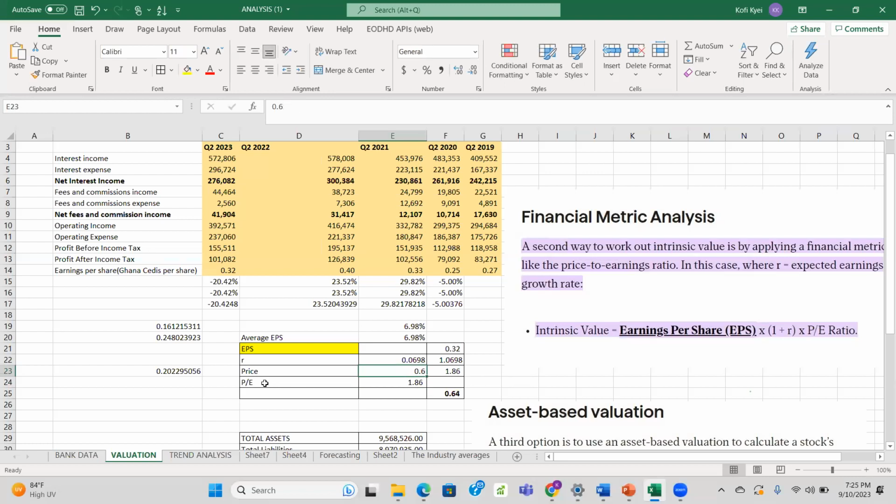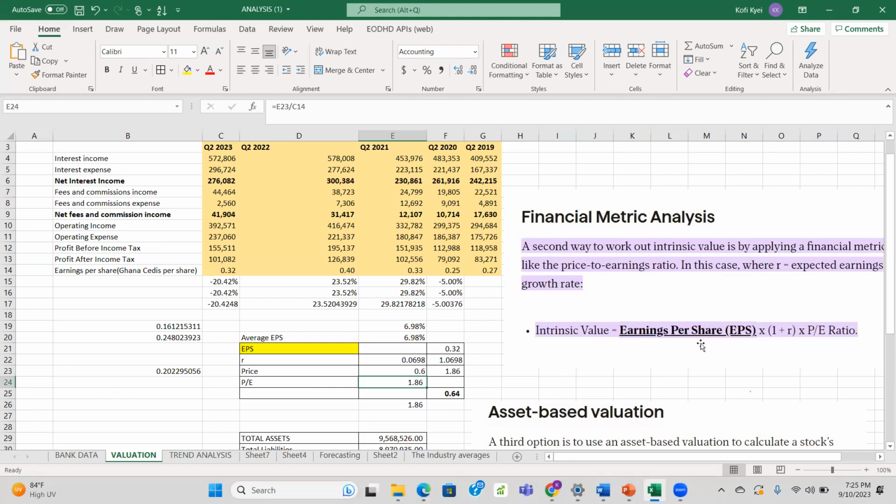Okay. Then a PE ratio, that's the price per share over the earnings per share. So this is also quite straightforward. What is the price per share? That is 60 divided by the last earnings per share figure. All right. Then you put it there. That is 1.86. So you can see that the 1.86 is also shown there.